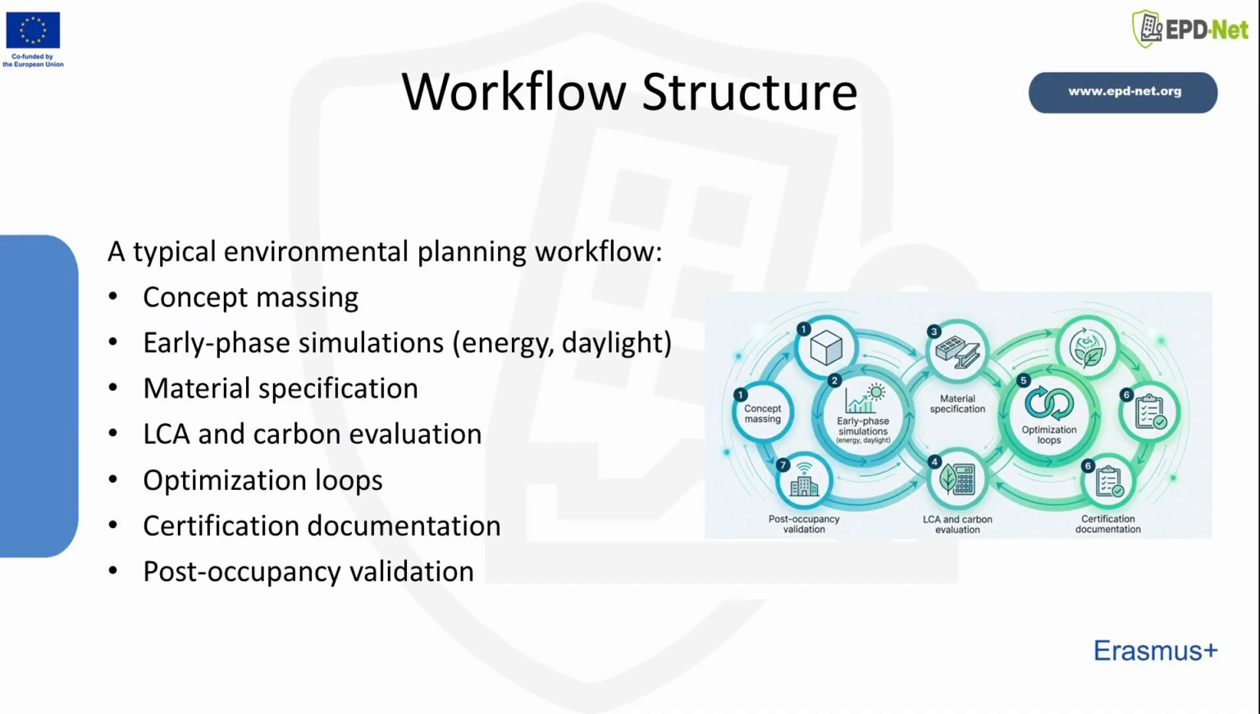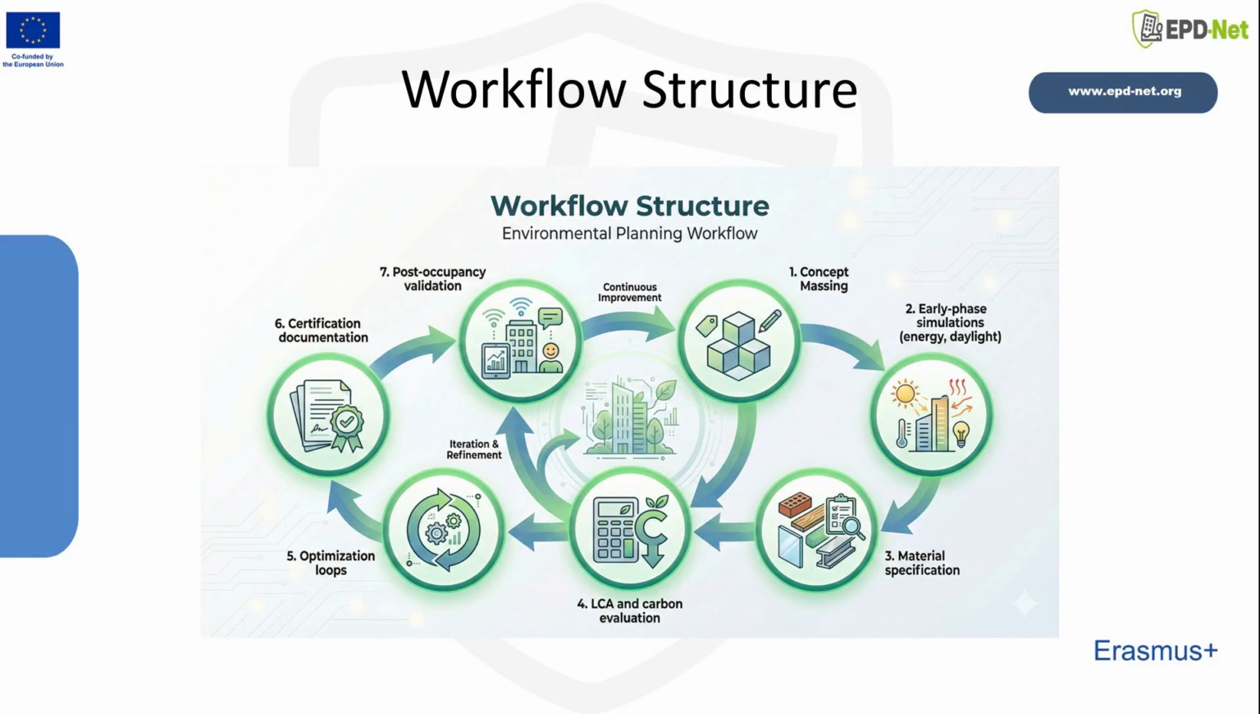Environmental planning workflows typically follow a structured sequence that begins with conceptual massing and proceeds through iterative simulations. Early phase testing informs envelope characteristics, shading strategies, and massing geometry. Material selection occurs alongside LCA calculations, enabling designers to evaluate embodied carbon before detailed specifications are finalized. Later stages integrate multi-objective optimization, certification documentation, and eventually post-occupancy validation. This sequential approach ensures that environmental considerations guide every major planning decision.